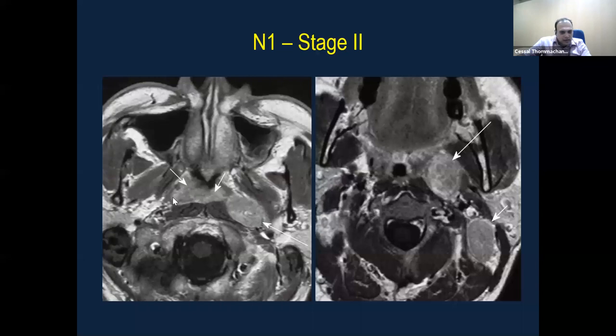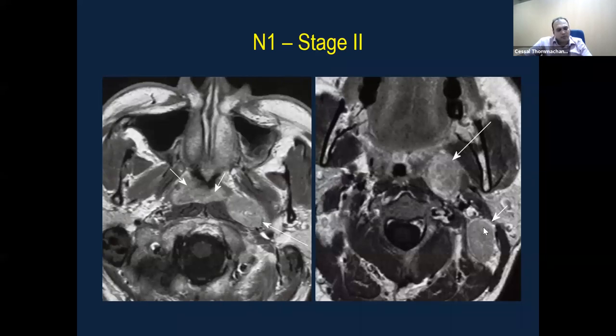With the primary here crossing the midline, you can see an enhancing lesion there, which is mainly confined to the nasopharynx. You do not make out any obliteration of parapharyngeal fat, prevertebral muscles, or pterygoid muscles. It may be a T1 disease. Here you have a node, so it becomes T1 N1, a stage 2. You have retropharyngeal nodes and level 2 nodes, but again it is multiple nodes on one side.